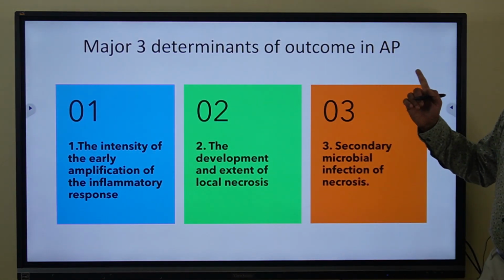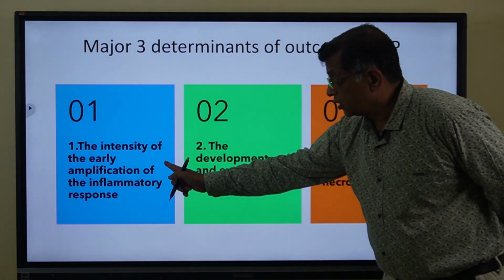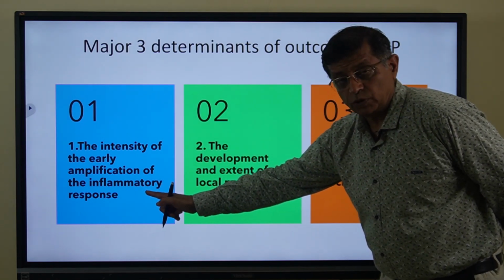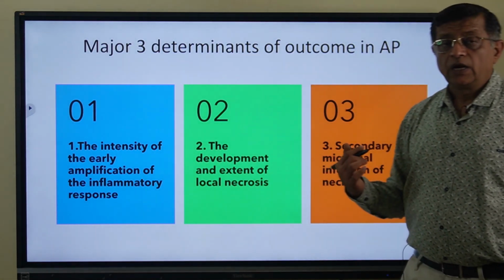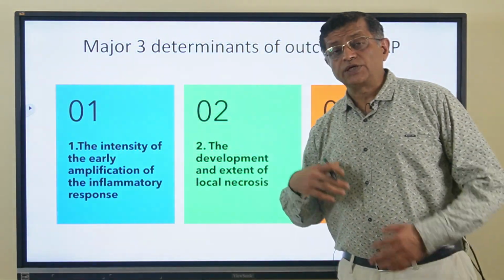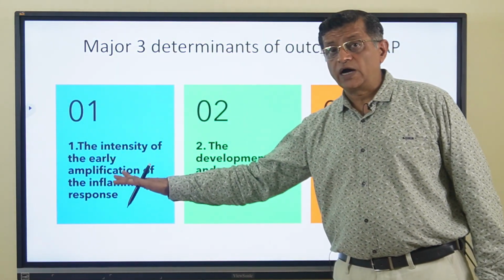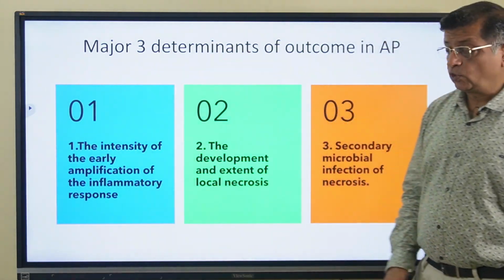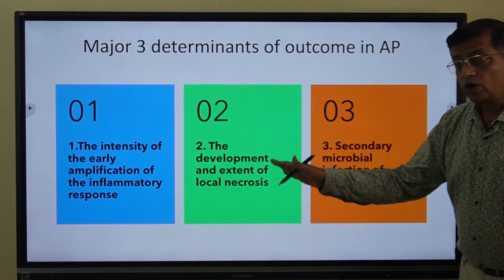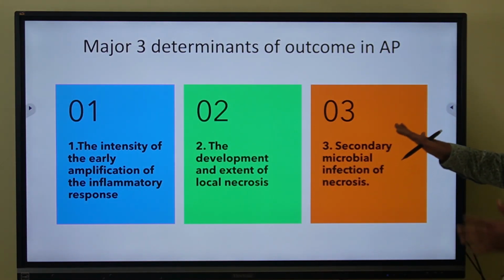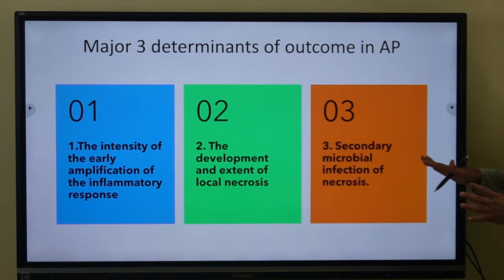Lastly, there are three major determinants of outcome in acute pancreatitis. One is the intensity of early amplification of the inflammatory response. These are the patients who become sick very fast and develop different complications like ARDS or severe sepsis. These are the patients who have high mortality in the first or acute phase. Then the development and extent of local necrosis, and lastly secondary infections. So if the patient has necrosis, especially infected necrosis, then the morbidity and mortality is high.